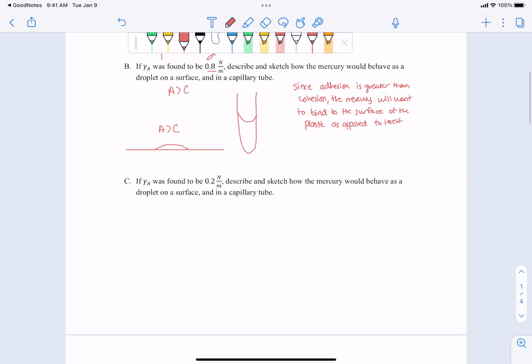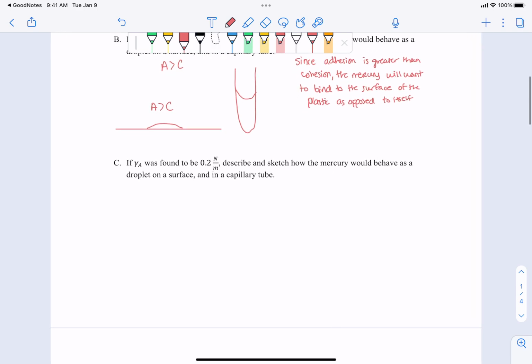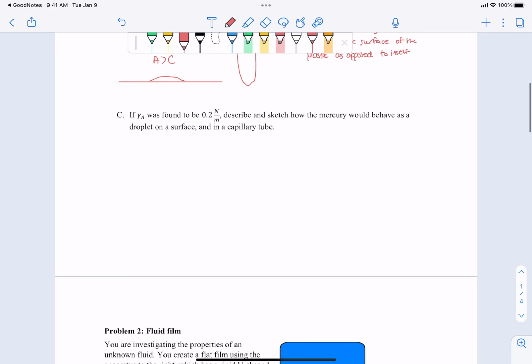So, part C, it's saying if the adhesive surface tension was now found to be 0.2 newtons per meter, describe and sketch how the mercury would behave as a droplet on a surface and in a capillary tube. But yeah. So, oh, this is interesting. My bad. I actually read this part incorrectly. They actually do want you to draw this as well. So my bad. For some reason I looked at the capillary tube only. Cool. Alrighty. So this is basically asking the opposite of what we did for part B.